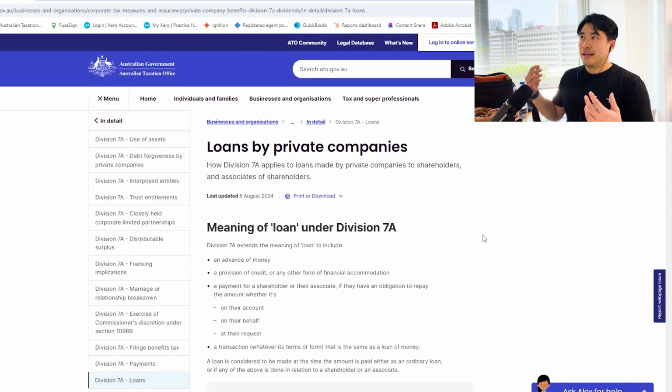So when an accountant and a client or a small business talks about Division 7A, it's not the way that the ATO talks about it. It's very confusing when I say that, because the ATO talks about Division 7A as a way to clamp on businesses that are avoiding tax. So that's the big difference.